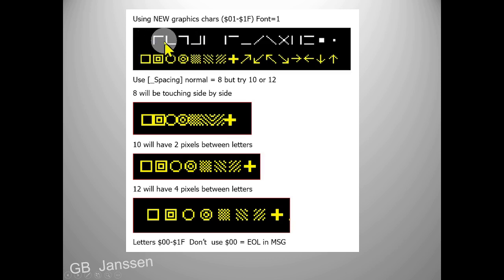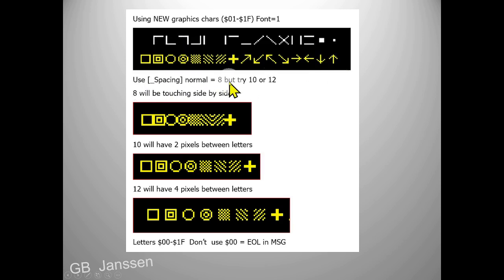Alright, so each one of these characters can be printed by printing the character. If you say print character hex 01, you'll get this character. If you print hex 1F, you'd get this up arrow. And there are things we'll talk about later.